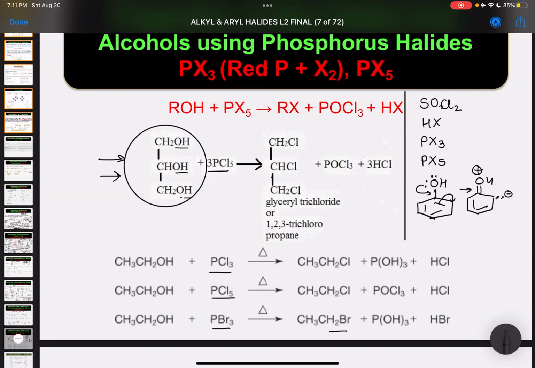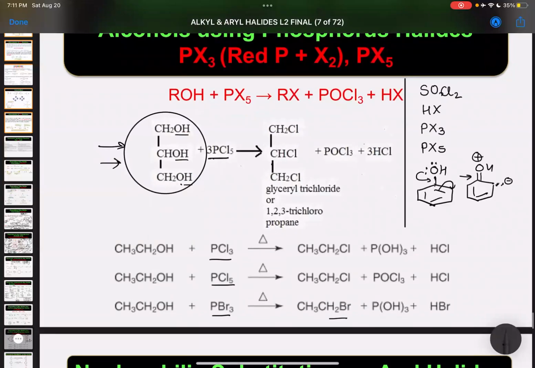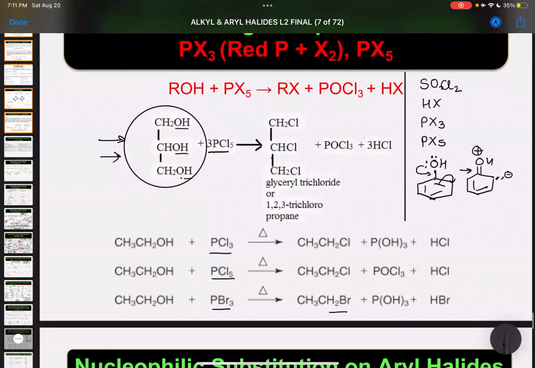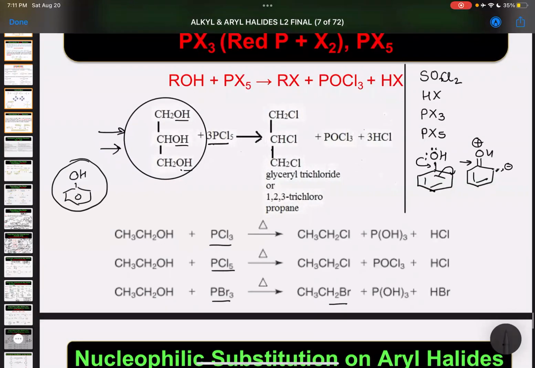Is it clear? Yes, sir. Right? So I hope this is clear to everyone. Mohammed, so if someone gives you this with PCl3, what will you do? You will do nothing. Don't react it.